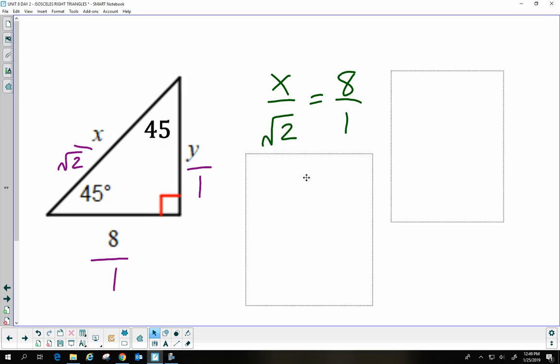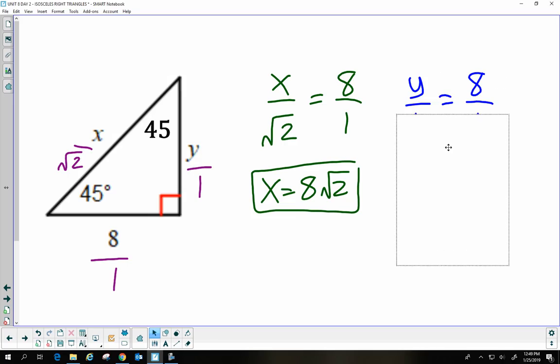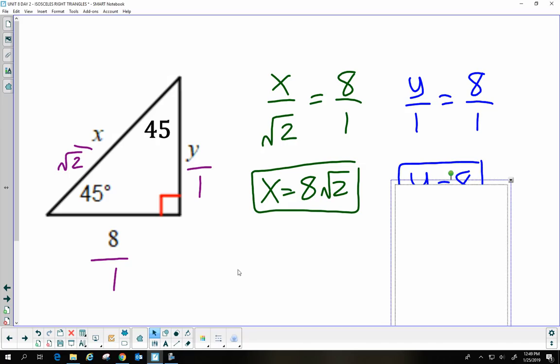And I can cross multiply 1 times x and 8 times root 2. And I find out that x is equal to 8 root 2. I can't actually multiply the 8 and the root 2 without getting some sort of decimal, and so we just write them next to each other as 8 root 2. Both legs in an isosceles right triangle should be equal, so we should know straight away that y is equal to 8. But in case we don't realize that, it's okay. We can write a proportion.